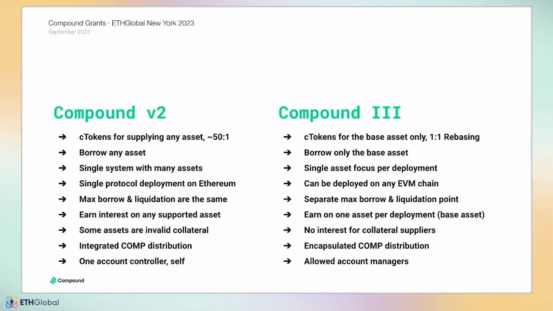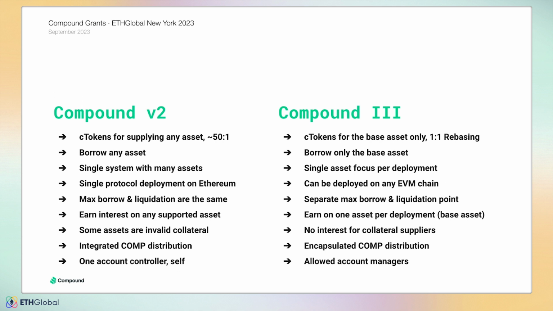So here are some key differences between Compound V2 and Compound V3. In Compound V2, C tokens are minted to the suppliers of any asset, and C tokens are about a 50-to-1 ratio. And the C tokens can be redeemed for more underlying as the block height increases. In Compound V3, C tokens are only minted for supplying the base asset, and those tokens are 1-to-1 and they're rebasing, so that balance automatically goes up in your wallet.